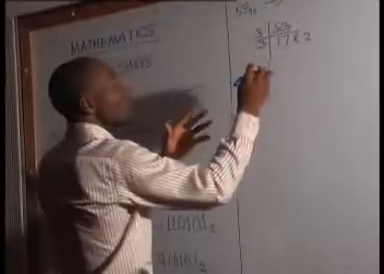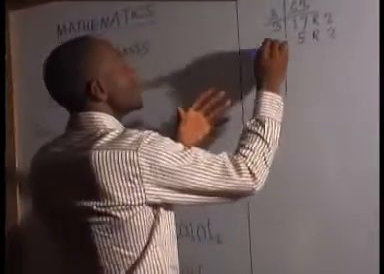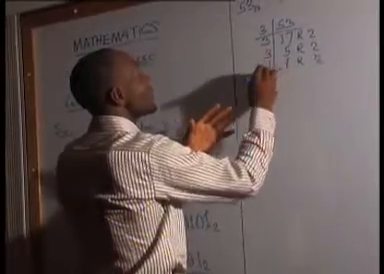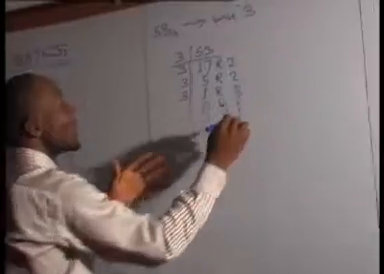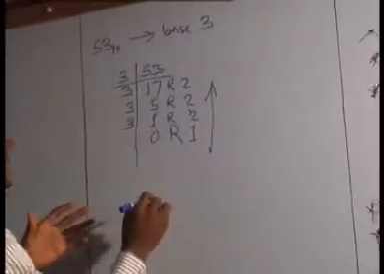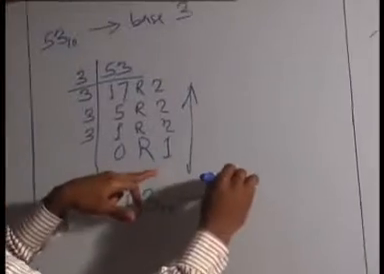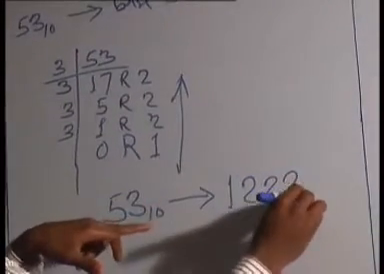3 in 17, you have 15. So you have 5, remainder 2. 3 in 5, you have 1, remainder 2. 3 in 1, cannot go, write a 0, remainder, you bring the 1 down. So you move up again. Therefore, 53 base 10 is the same as 1, 2, 2, 2 in base 3.